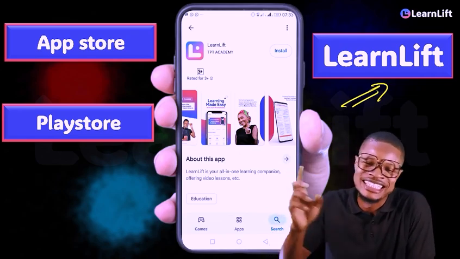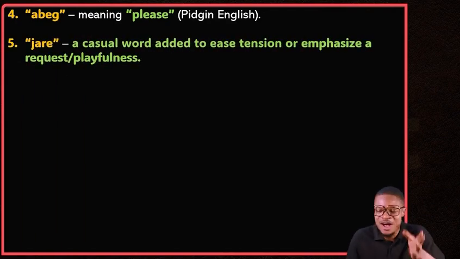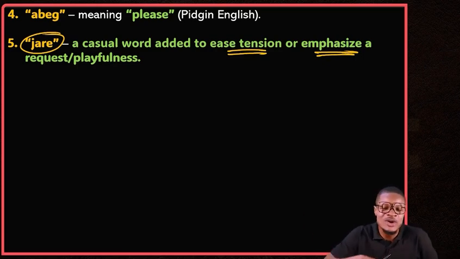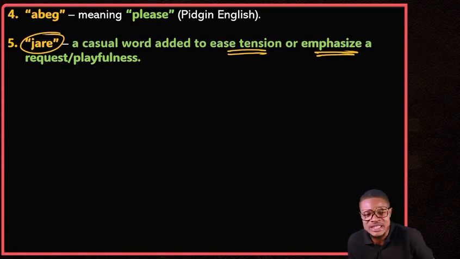Before we proceed, let's get back to class. Flow with me. Another is your what? Come jare. What's the word jare? Jare is used to ease tension or emphasize a request, or it's a form of playfulness. Come on, they go jare. Are you seeing it now? Come on, they go jare. That's playfulness you are introducing there.